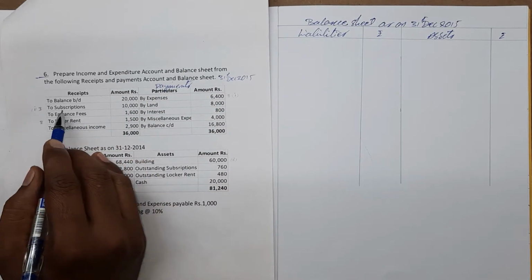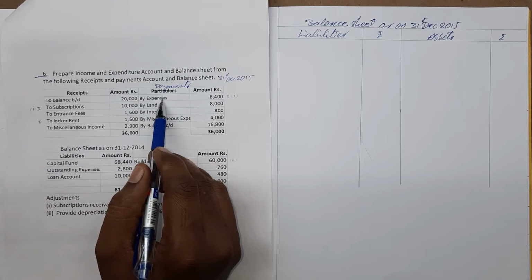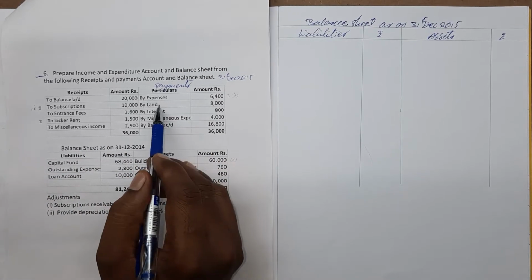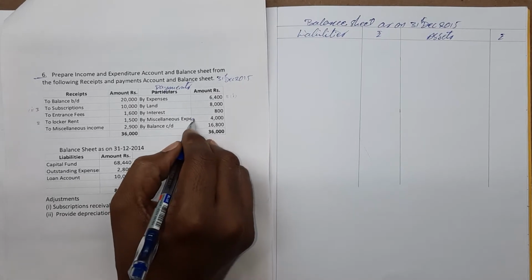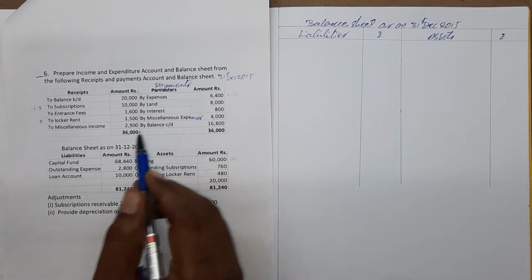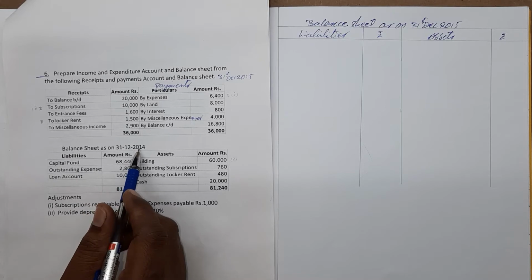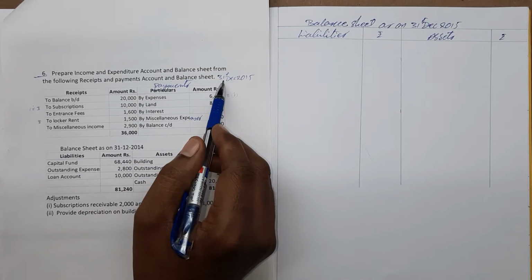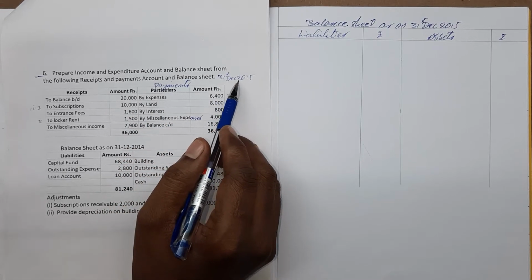Opening balance of cash, subscriptions, entrance fees, locker rent and miscellaneous income, expenses, land, interest, miscellaneous expenses, and the balance carried down, these amounts are given. And next, the balance sheet as on 31st December 2014 is given. The receipts and payments account values are for the year of 31st December 2015.